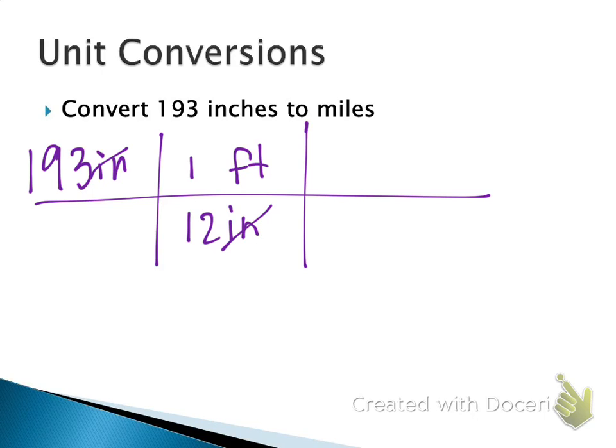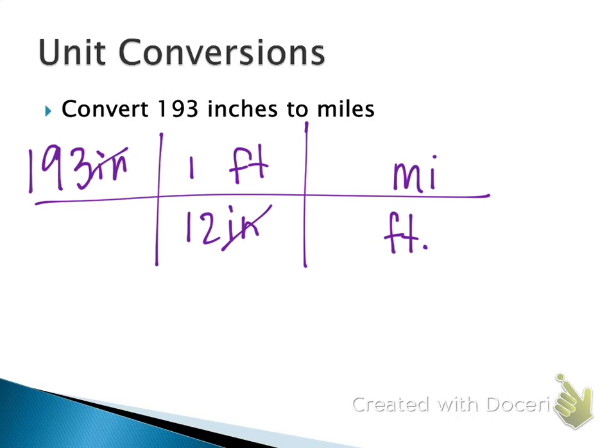Inches have canceled. So if I stopped my math right now, 193 divided by 12, I would be in feet. That's not what I want. I want to go feet to miles. Make sure you put MI. Just an M is meters, right? That's not what we want.